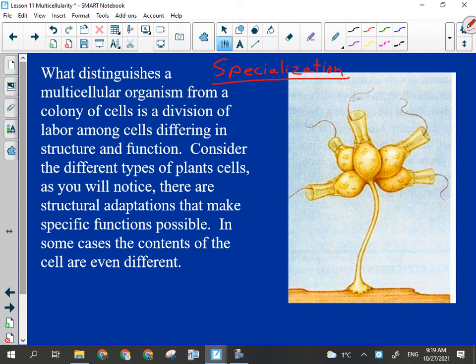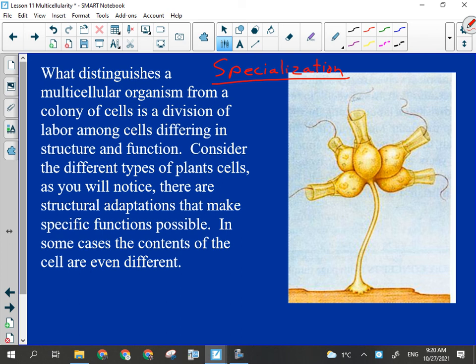It's a group of single cells working together. It's a colony or a colonial organism. Okay? And the reason we say that is all of these cells are the same. None of them are specialized to do a certain job. Okay? Each one of those cells is identical.